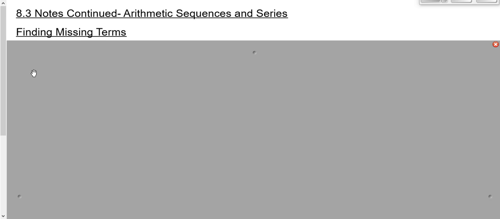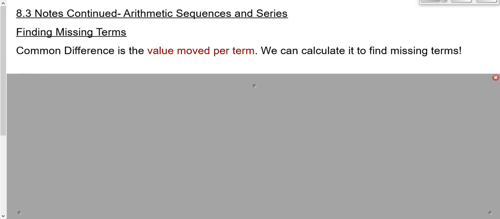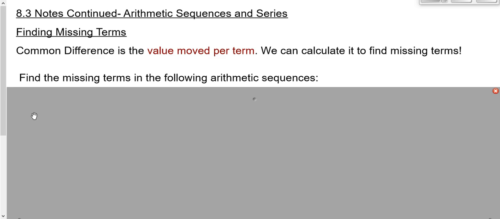So the common difference, that d variable we've been talking about, is the value that's been moved per term. So if I have a couple of terms from a sequence, I can calculate the common difference and then use it to find all of the missing terms. So we're going to go ahead and just jump in and take a look at some examples in order to figure out how to do this. We're going to want to find the missing terms in the following arithmetic sequences.